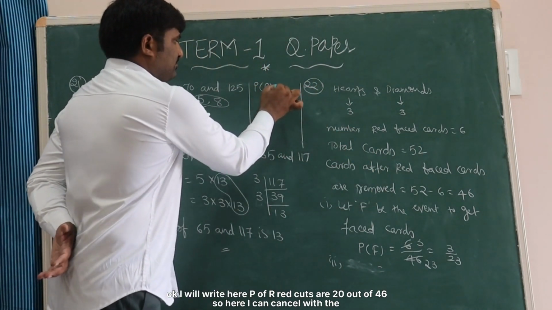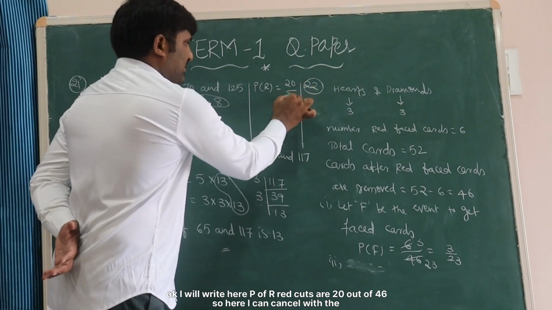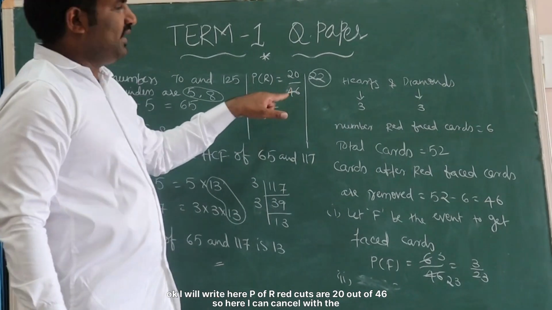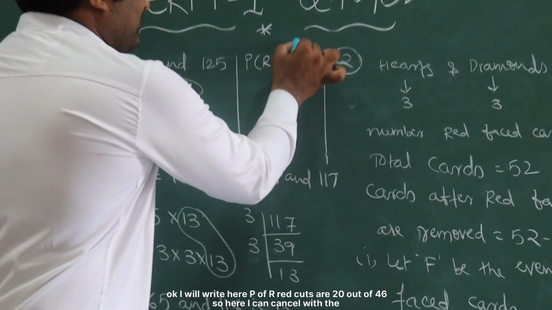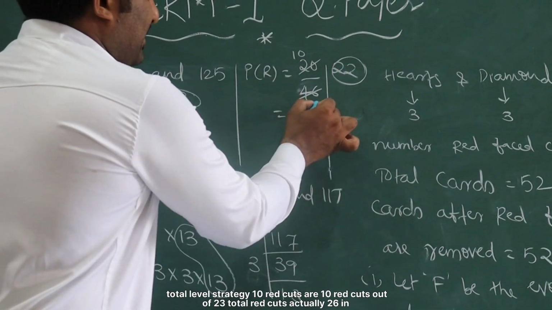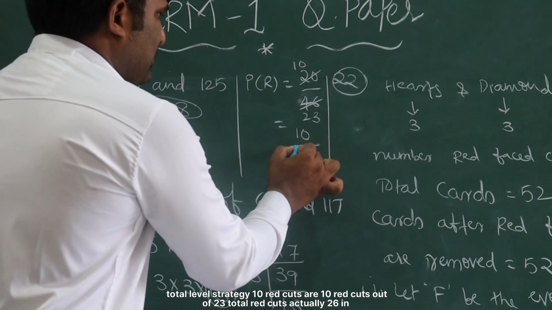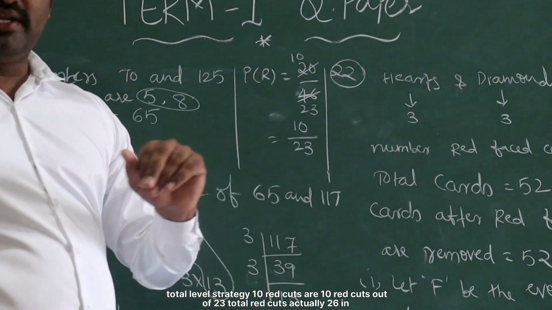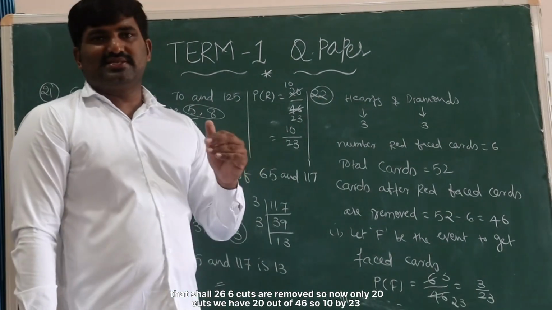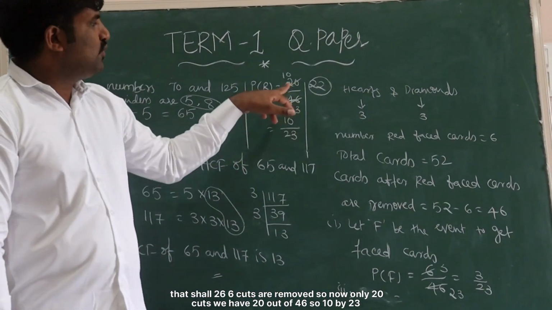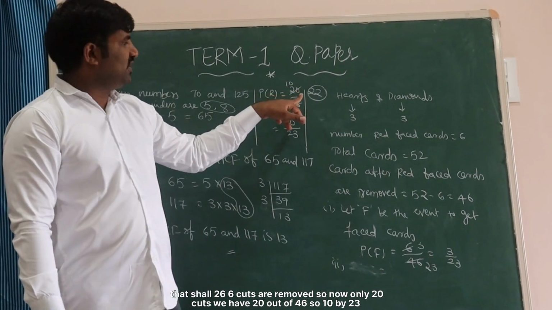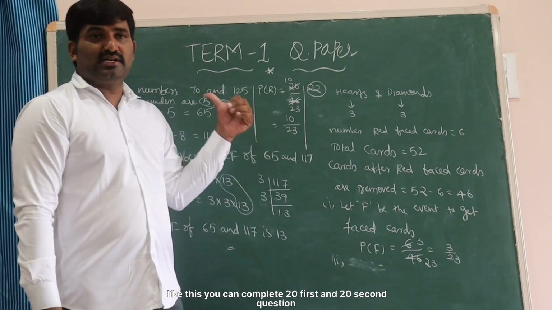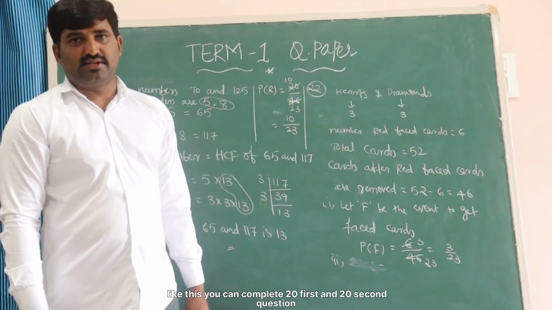Red cards are 20 out of 46. So here I can cancel with the 2 table, 23. 10 red cards out of 23. Total red cards are actually 26. In that 26, 6 cards are removed. So now only 20 cards we have. 20 out of 46, so 10 by 23. Like this you can complete the 21st and 22nd questions.